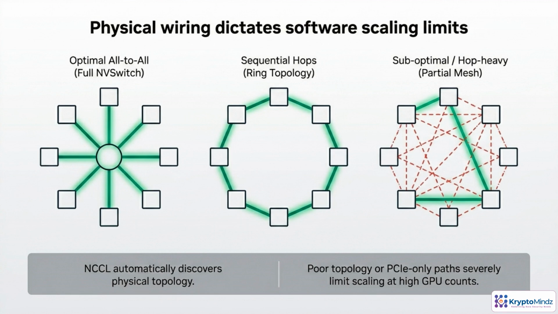Multi-GPU performance depends not only on how fast each GPU is, but also on how they're physically wired together. In an all-to-all fabric like NVIDIA switch, every GPU can talk to every other GPU in a single hop, so collectives such as all-reduce can scale almost linearly as you add devices. In ring or partial mesh topologies, gradients must hop across several GPUs or fall back to slower PCIe links. That extra hop count quickly turns into lower throughput and poor scaling at larger GPU counts.